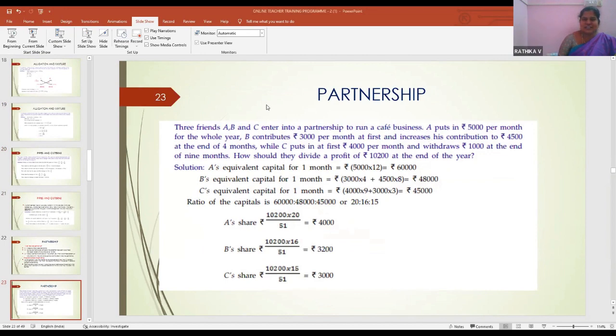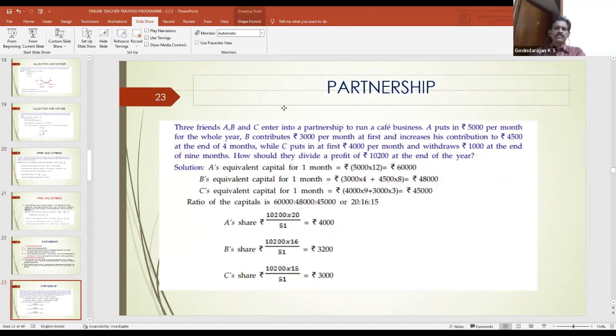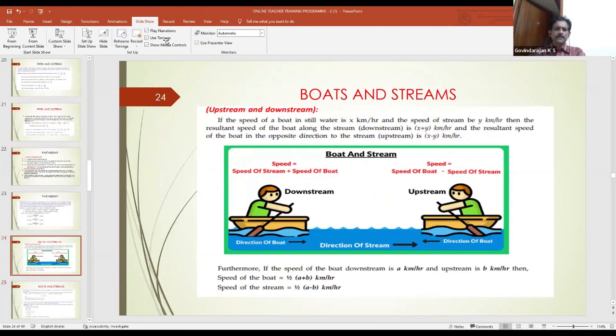So should I do it again or can you understand? No, it's fine. So calendar, shall I start now? I'll come back to this if I have time. So the boats and streams, this question only. I already told upstream, downstream, you can do it.